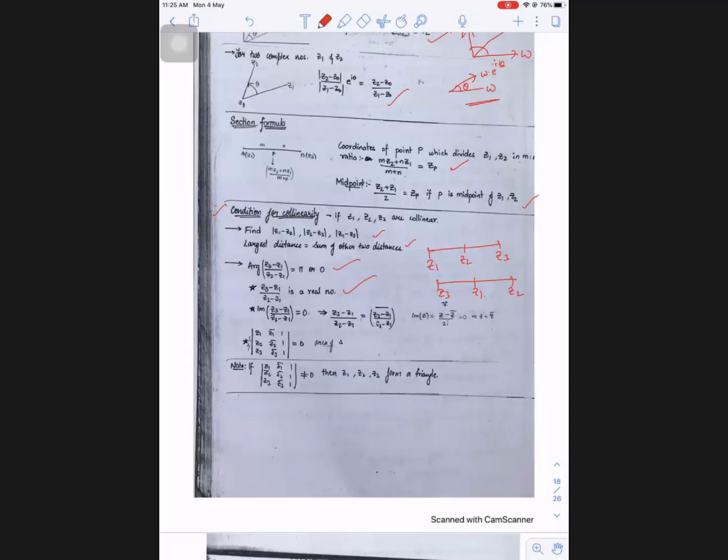Or (Z3 minus Z1) by (Z2 minus Z1) is real number. If this is real number, one more form: imaginary part is 0 also you can say. We know imaginary part is 0 means Z equal to Z bar. So if you observe, for collinearity, we write almost 5 conditions. In terms of mod is first, in terms of argument is second, that real number is third, imaginary part is 0 is fourth.